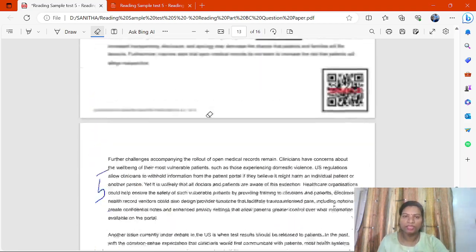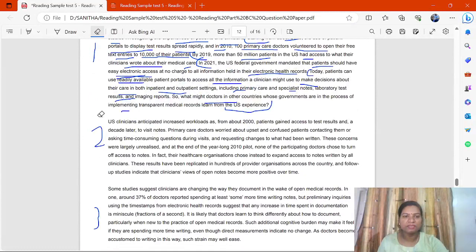Okay, go to the second passage. See, directly we can come to the second passage, as we already put the passage number. Okay, US clinicians anticipated increased workloads as, from about 2000, patients gained access to test results and a decade later to visit notes. Okay, you got it? Primary care doctors worried about upset and confused patients contacting them or asking time-consuming questions during visits and requesting changes to what had been written.